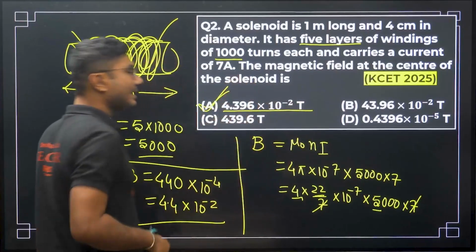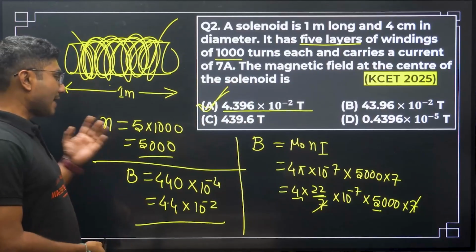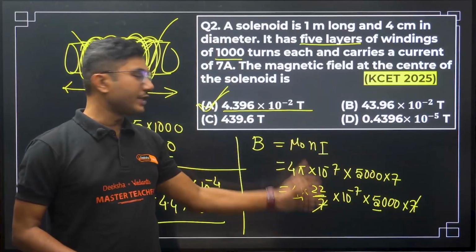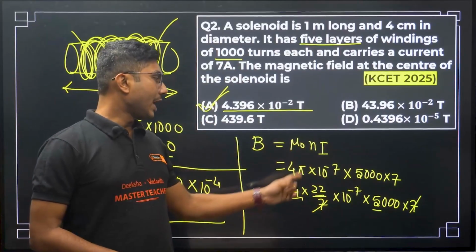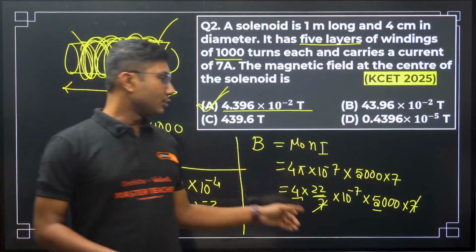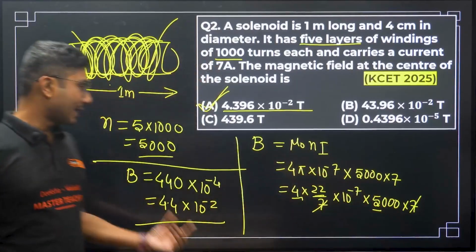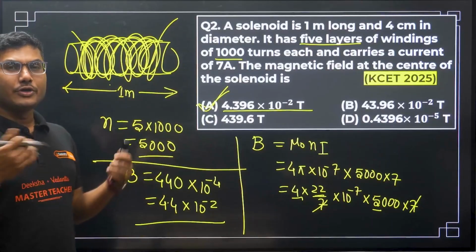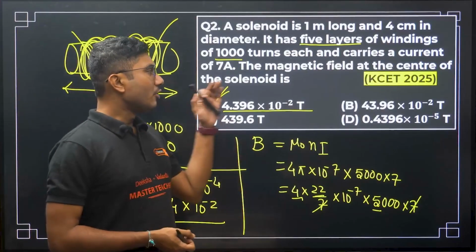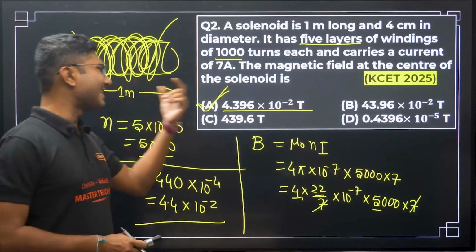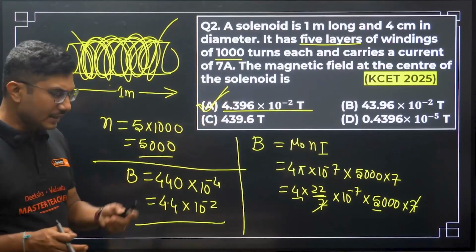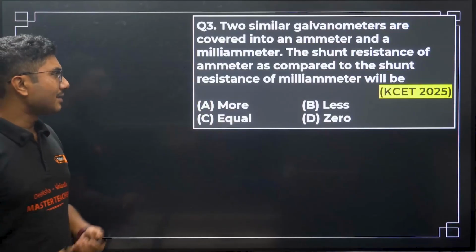So option A is correct in this case. As you can see, the approximation that we have done is, instead of using 3.14, we have used 22 by 7, so that we can cancel it and our calculation becomes easier. So this is a calculation trick question. If you apply this kind of trick, even if your answer does not match exactly, it is very, very close to this value, right? So you have to remember such tricks.